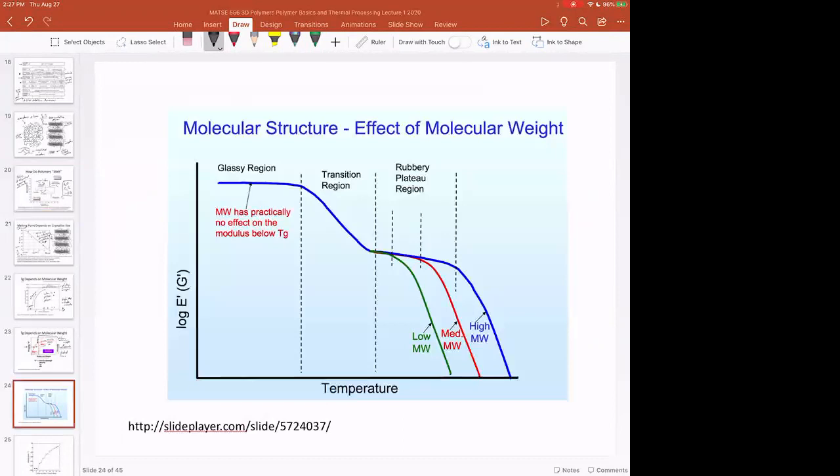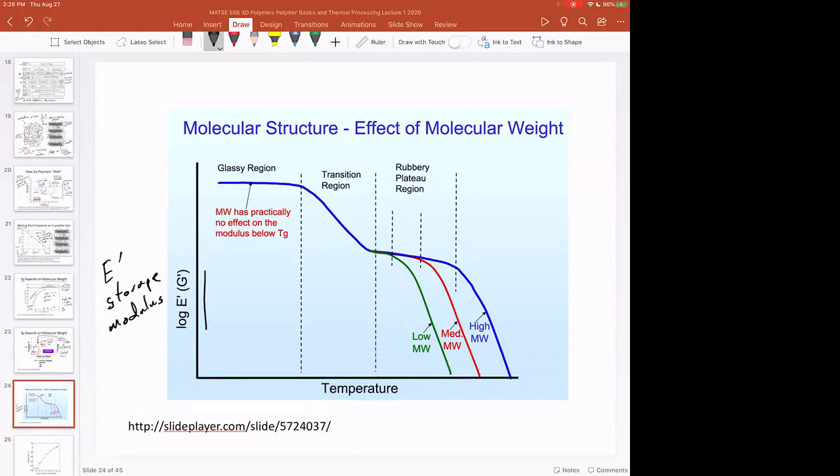Polymer scientists measure viscosities like this. And so this is not viscosity on the y-axis, this is modulus. And this E prime, or G prime, is called the storage modulus. There's something called E double prime or G double prime. That's called the loss modulus. We'll talk about that in a second.